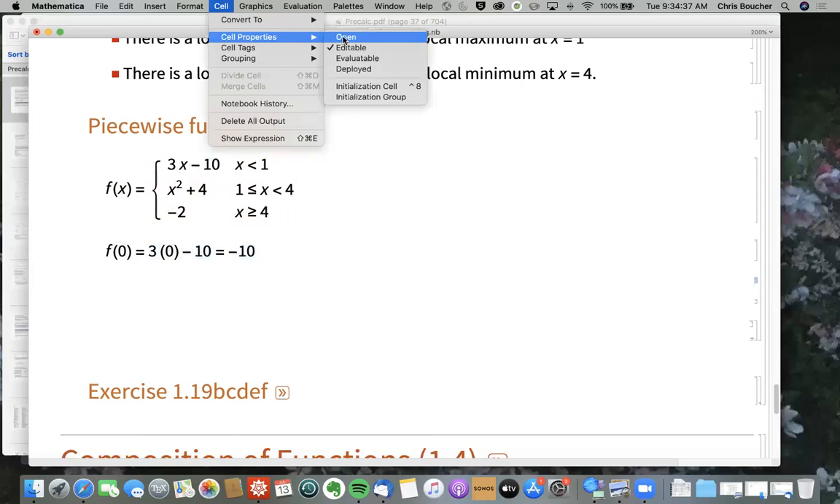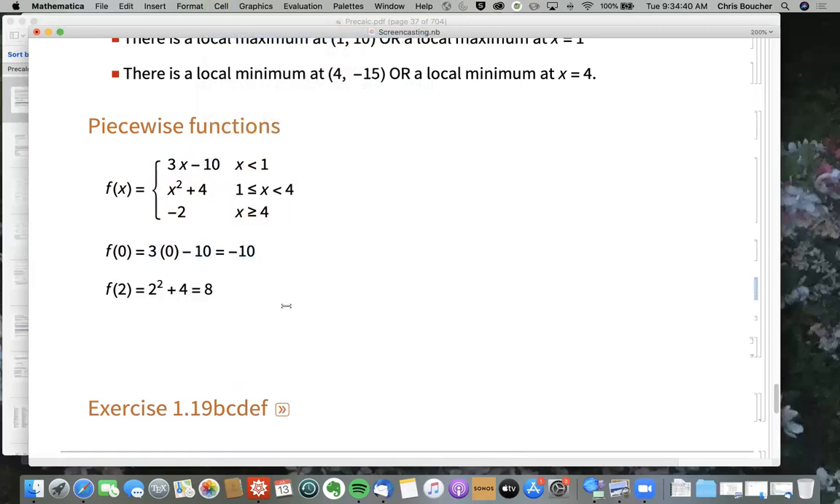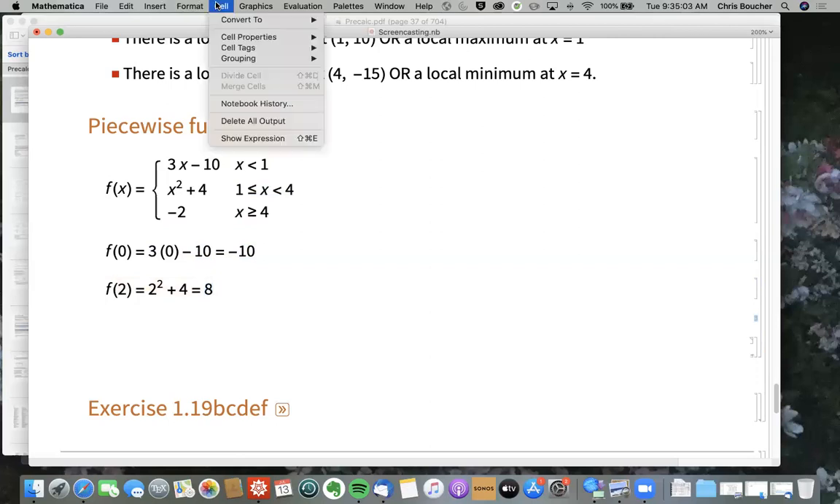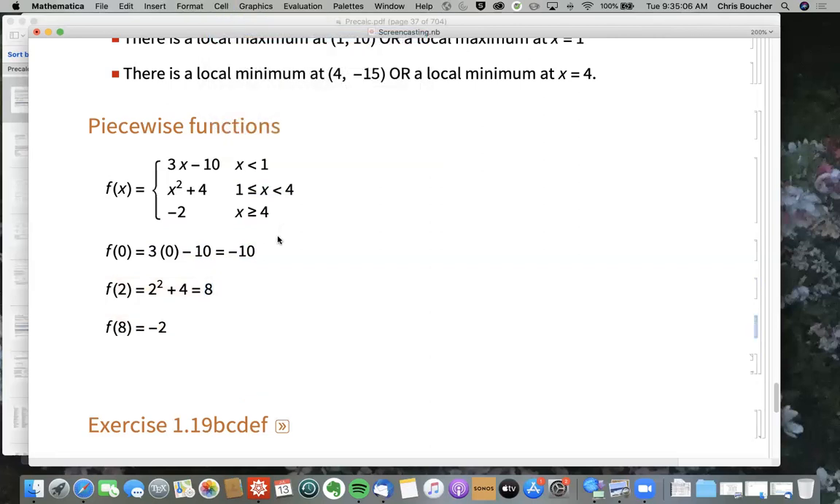Similarly, if I want to evaluate f of 2, I have to decide which rule to use, and which rule to use depends on where the input is. 2 satisfies this second condition. Notice that these conditions on the right here should not overlap in order for this function to make any sense. So I use the second rule, x squared plus 4, and when I plug a 2 into that, I wind up with the output of 8. And finally, if I try to calculate f of 8, 8 falls into this third range. It's greater than or equal to 4. So I just use the constant rule, -2.